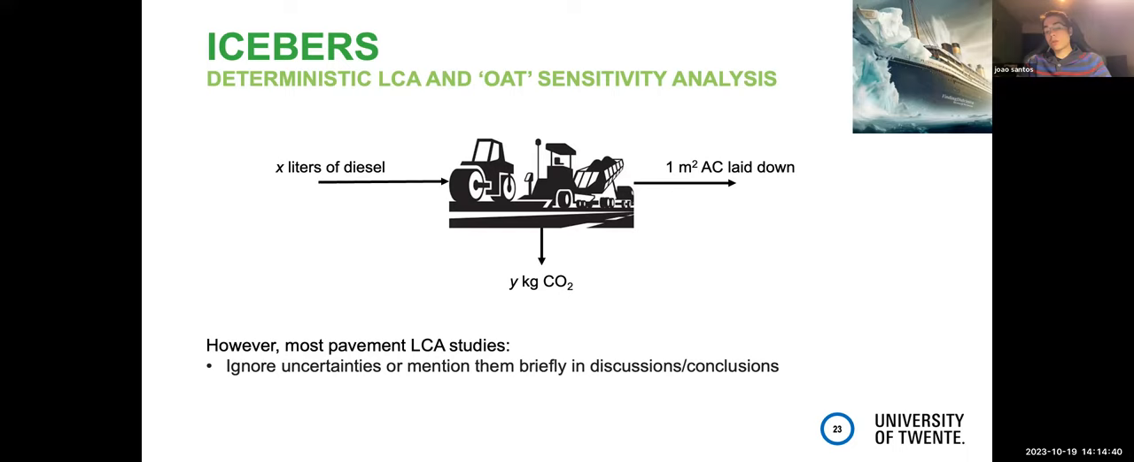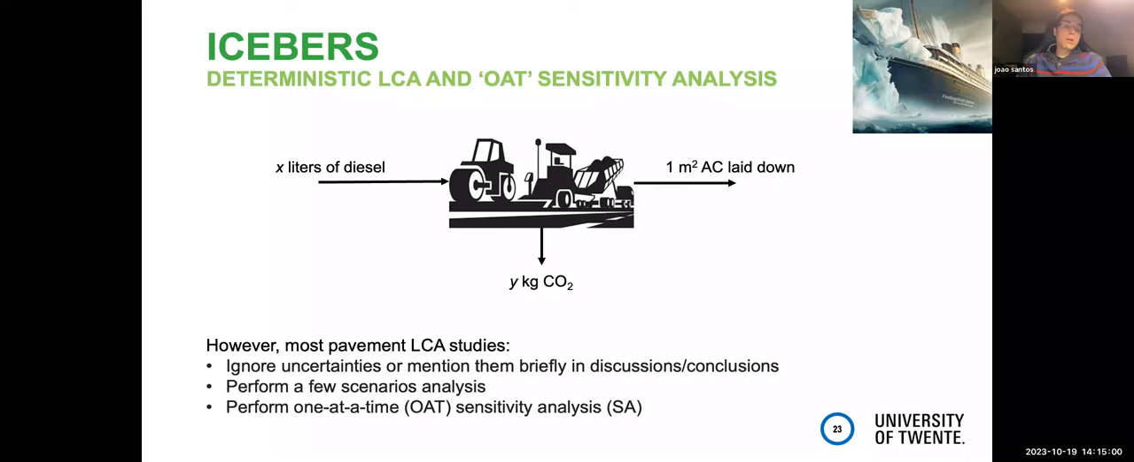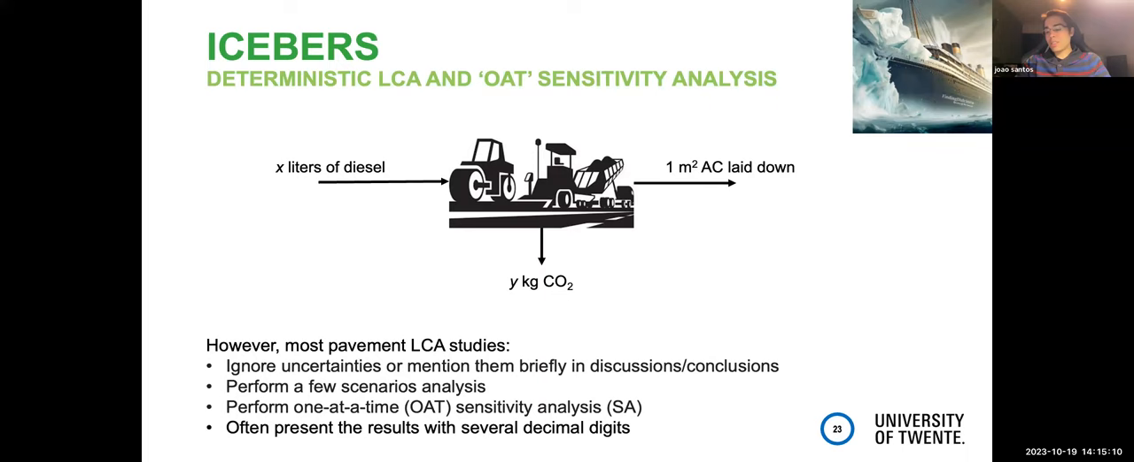They can sometimes perform a few scenario analyses where they change the value of one parameter, or let's say we change the type of fuel that is consumed in an asphalt plant from heavy fuel to natural gas. Or, as I said before, a one-at-a-time sensitivity analysis is done. And even sometimes we found results with several decimal digits.